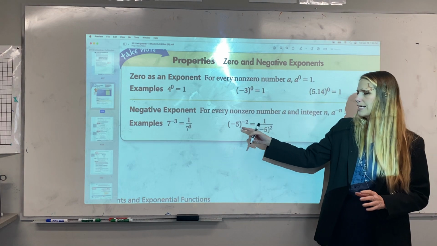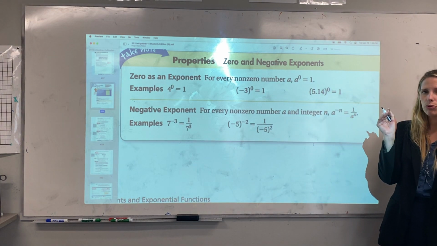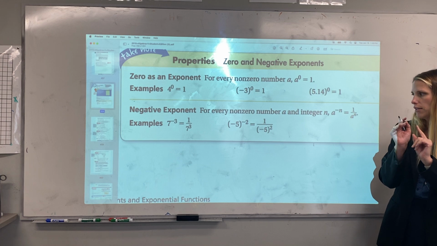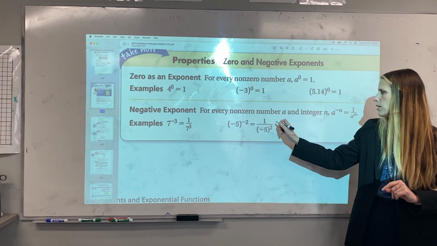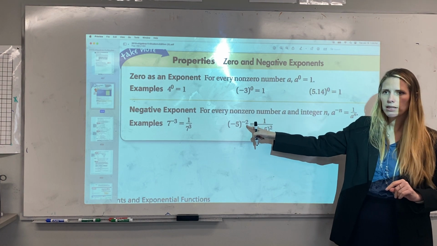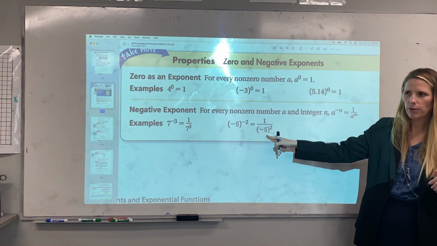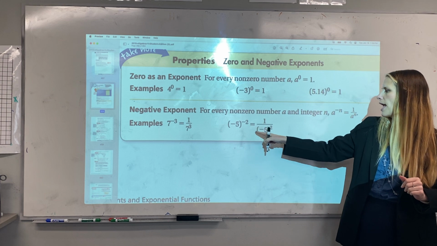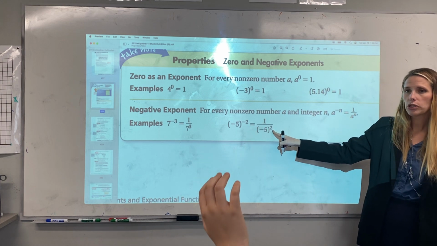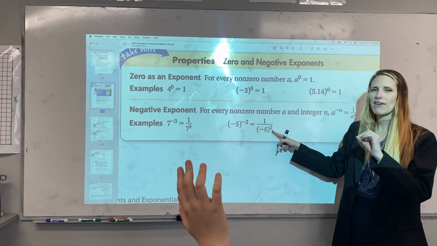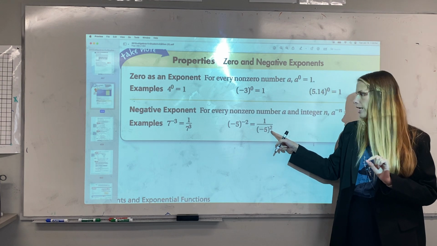So the base is -5, and it's in parentheses for a reason. If it's to the -2 power, it needs to get sent to the dungeon or the basement or the denominator, whatever you want to call it. And that will give it a more positive attitude. It's only the negative exponent that changes.